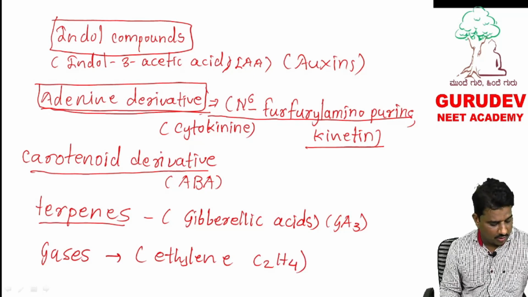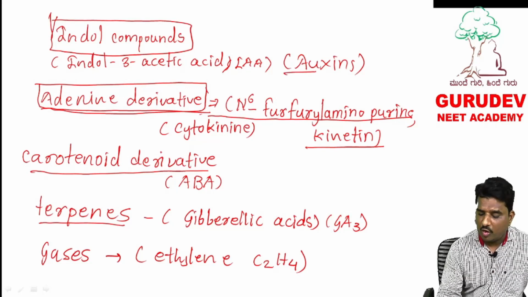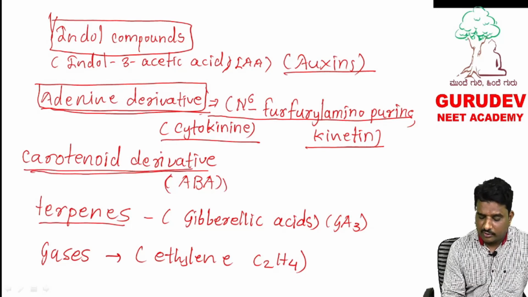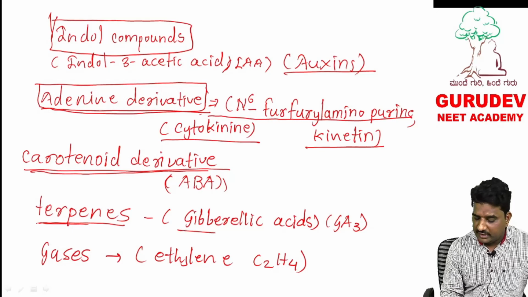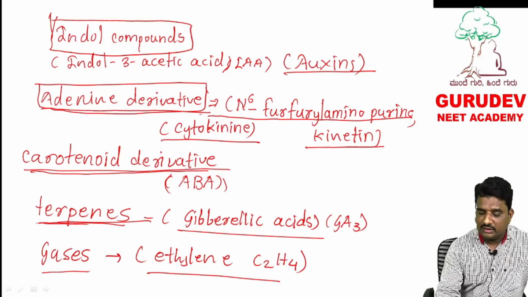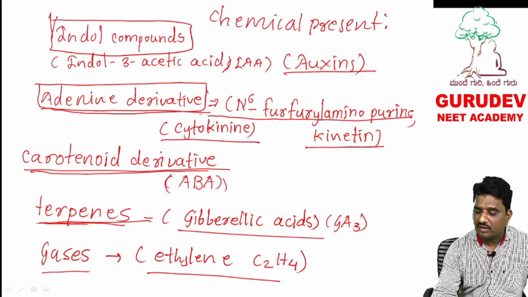So these are called plant growth hormones. These are variously described plant growth hormones. Indole compounds are auxins. Cytokinins are adenine derivatives. Abscisic acids are carotenoid derivatives. Gibberellic acids are terpene derivatives, and the gaseous hormone is ethylene. These are the chemical derivatives, or chemicals present in the hormone.